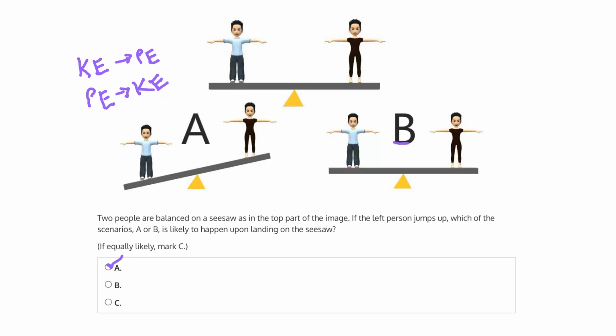Now again, in B's case, this might be after a time. So once everything equilibrates and the two people are only exerting the forces that come from their weight, they may come back into balance. But initially, when they land on the seesaw, or when the left person lands on the left side of the seesaw, we will see what we see in A.